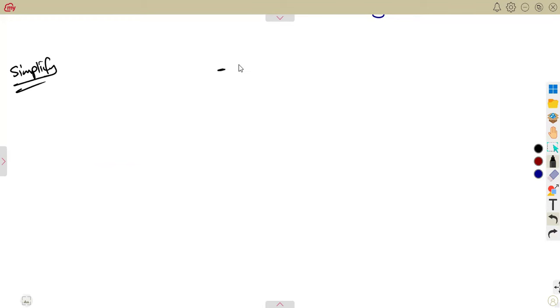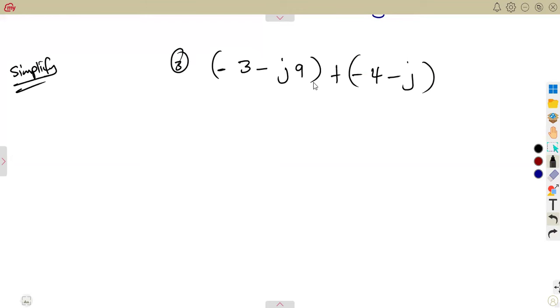You are given to simplify minus 3 minus j9 in a bracket like this, plus a bracket of minus 4 minus j. It's adding. There's nothing, just the plus there, so just expand everything. Everything is going to remain as it is: minus 3 minus j9, the plus and minus 4, minus 4, the plus and minus j.